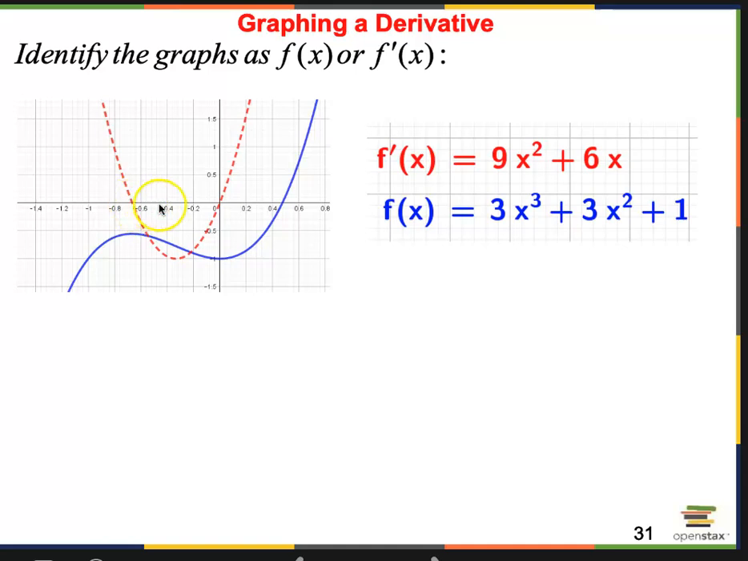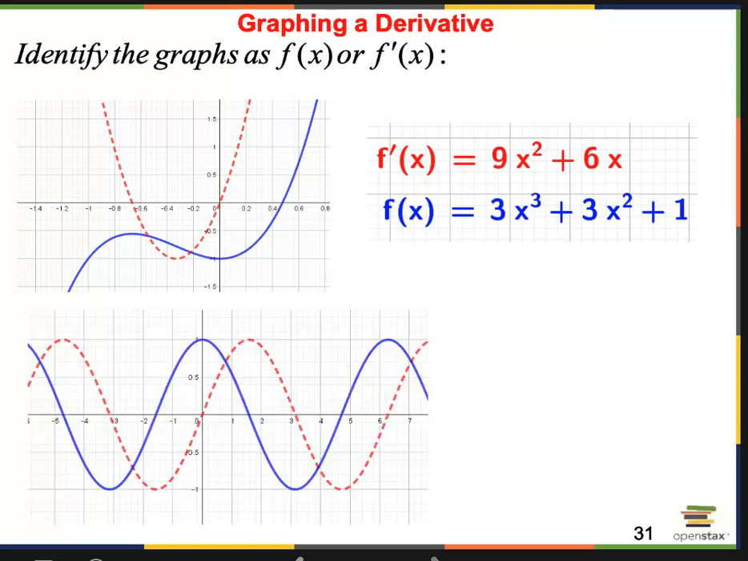And notice my derivative, it's under the x-axis. So where our function is decreasing, that's where our derivative is under the x-axis or below the x-axis. Then our function starts increasing again, and look, our derivative is above the axis. So we can tell a lot from a derivative of what our original function would be doing.